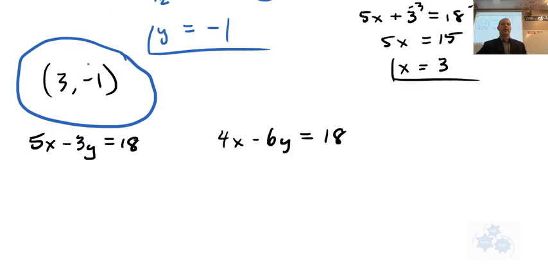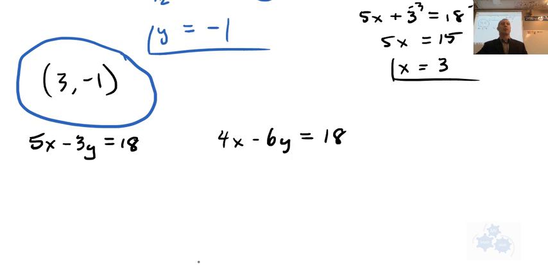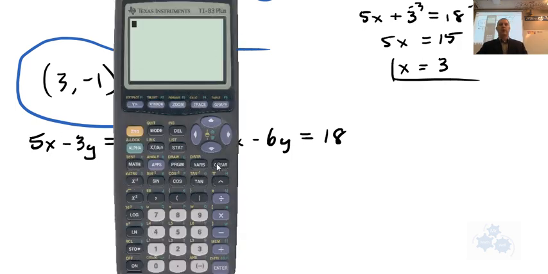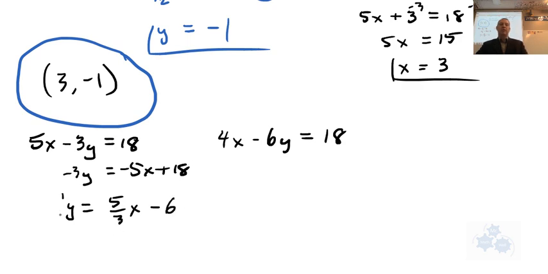So in order to check with our graphing calculator, what do we need to do in order to put these equations into the calculator? Yes. Change the form to y equals mx plus b. That's right, because that's what our calculator is going to understand. So we've got negative 3y equals negative 5x plus 18. Y equals 5 over 3x, and then divided by 3. That's going to be negative. What's 18 divided by 3? Negative 6. Okay, so there's the first one.